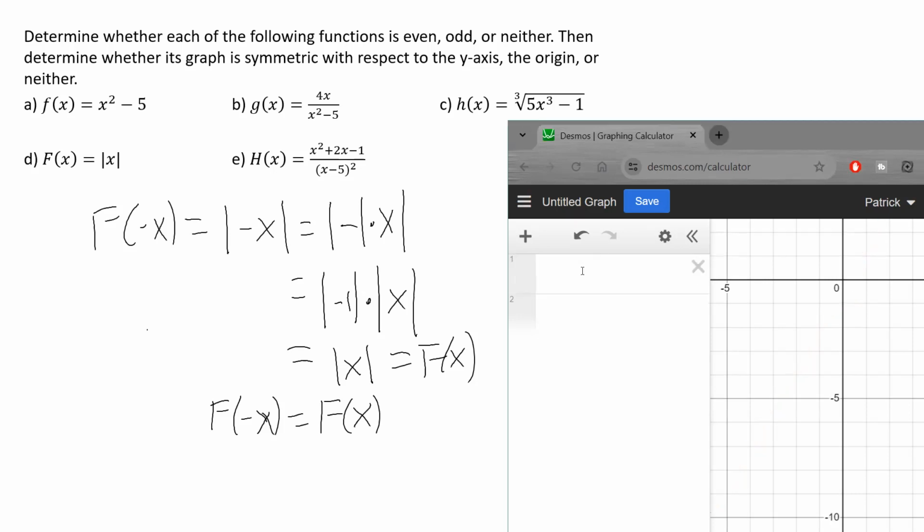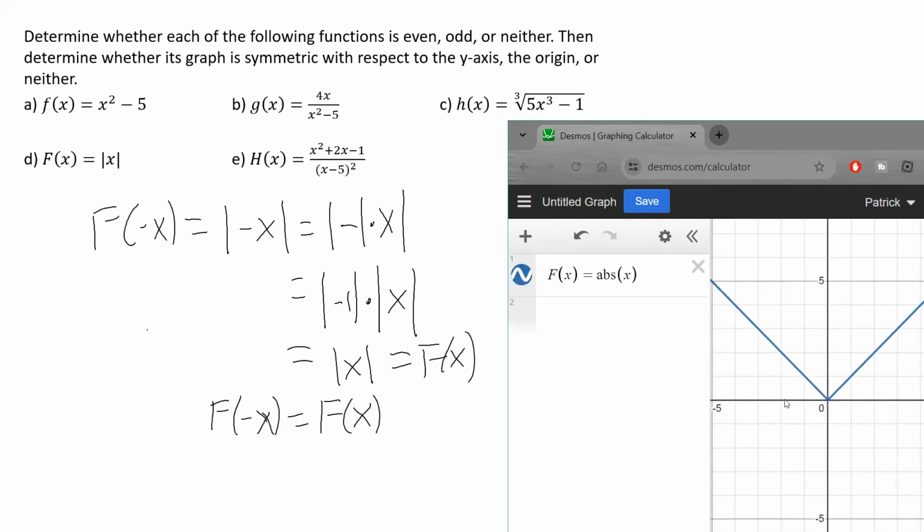If we graph absolute value, f of x equals absolute value of x. If you just type in ABS, it will create the absolute value function. Also, if you do a vertical bar like that, it'll give you the absolute value function. So graphically, we can confirm that it is an even function.